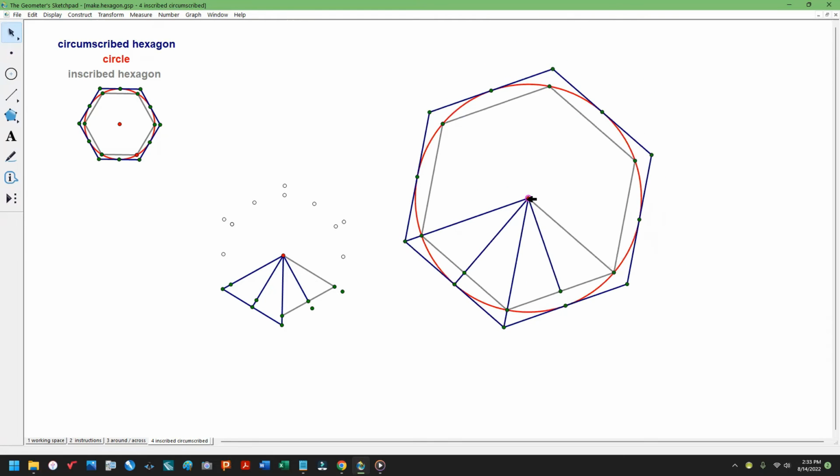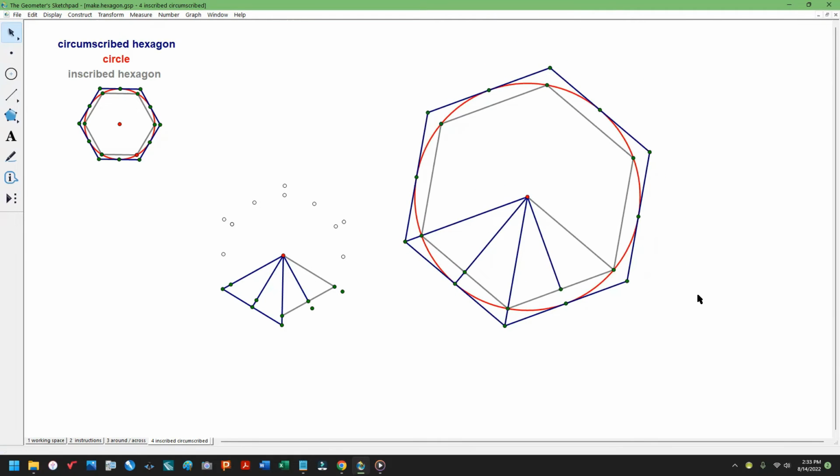I can make it whatever size I want, but I want one of the hexagons to be touching on the outside of the exterior of the circle, and I want one of the hexagons to be touching right on the circle, so that I have a circumscribed and an inscribed hexagon. We don't need that anymore.